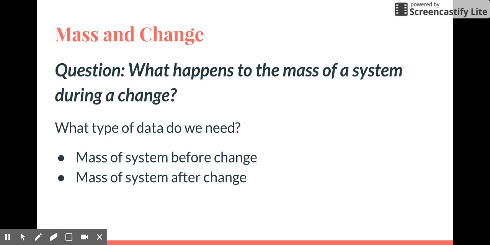So our question is this: what happens to the mass of a system during a change? So to investigate this, we need the total mass before a change, and we need the total mass after a change. And then we need to find the difference between those two, if any.